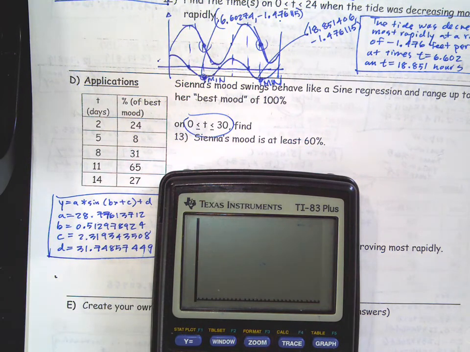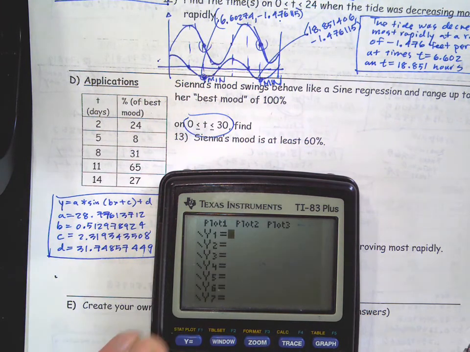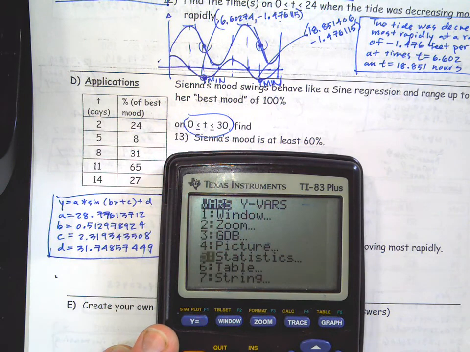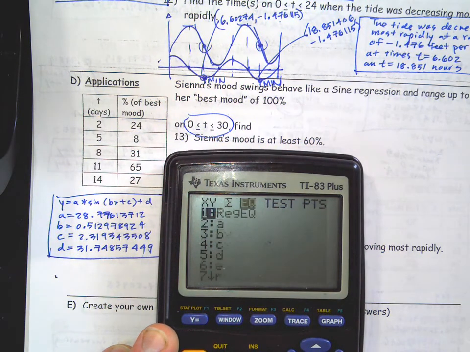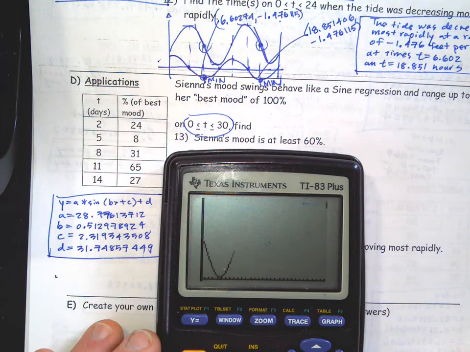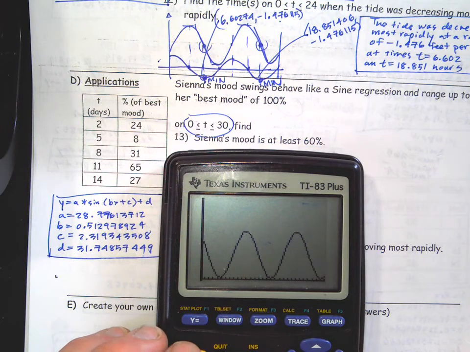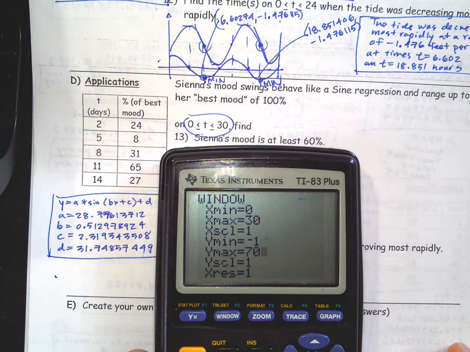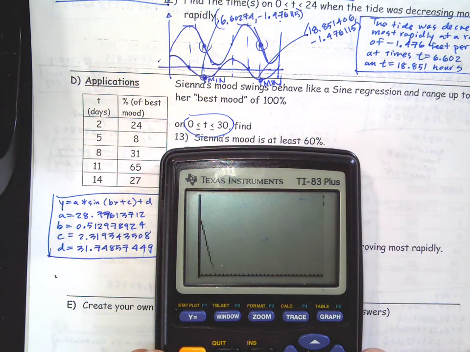Something's not working here. This is not good. Oh, we never put the equation in. Go to y equals, vars, number 5, statistics, equation, reg equation, paste it in. Now graph it. There we go. Looks like a good graph. I mean, we could probably make the graph a little better. Looks like we can maybe go to 70 instead. I think it's worth it to get a nicer view of the graph.